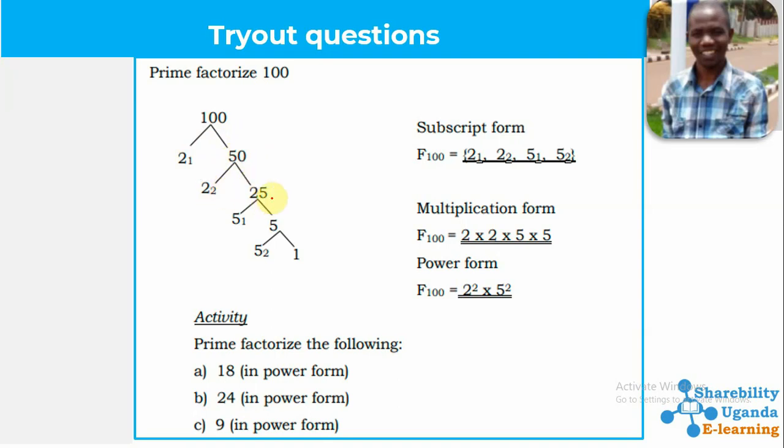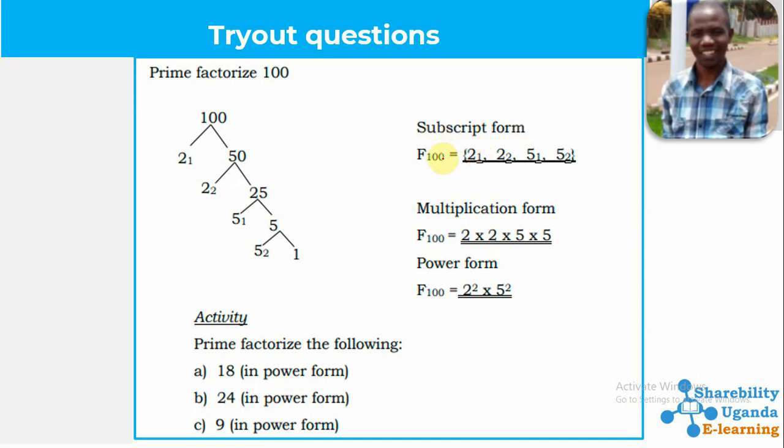So we have our 25 here. Now we look for the lowest number that can divide 25, which is 5. When you say 25 divided by 5, you get 5. Then we look for another number which can divide the 5, which is 5. 5 divided by 5, we get 1. After getting this, they come to our set notation or subscript notation.